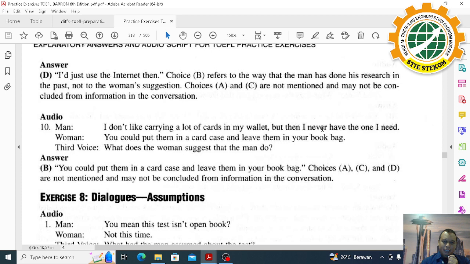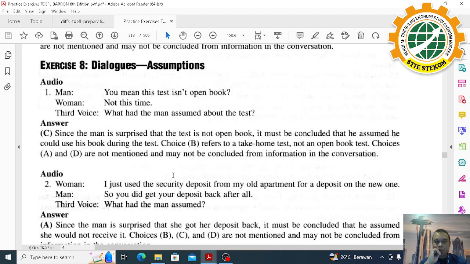Okay, and then exercise 8, dialogue assumption. "You mean this test is an open book?" "No, not this time." This assumption means an estimate, yeah. What had the man assumed about the test? He assumed, was it open book? Since the man is surprised, judging from his intonation he seems shocked that the test is not open book.